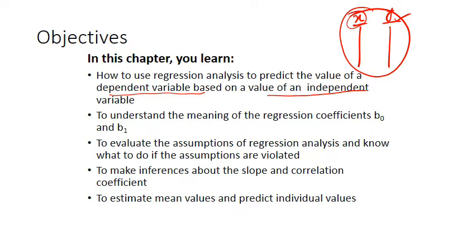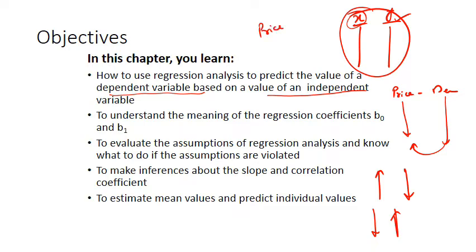For example, here, price and demand. Demand is the dependent variable and price is the independent variable. For example, demand is depending upon price. If price goes up, demand goes down. If price goes down, demand goes up. Similarly, price and supply are also dependent and independent variables. Supply is depending upon price, so price is independent. If price goes up, supply goes up. If price goes down, supply goes down.